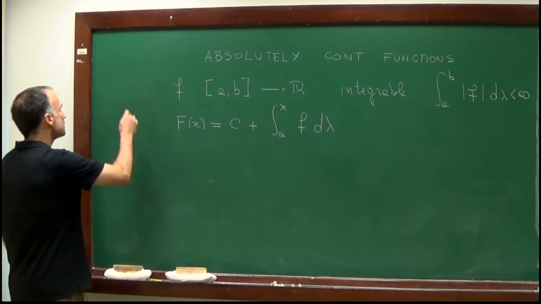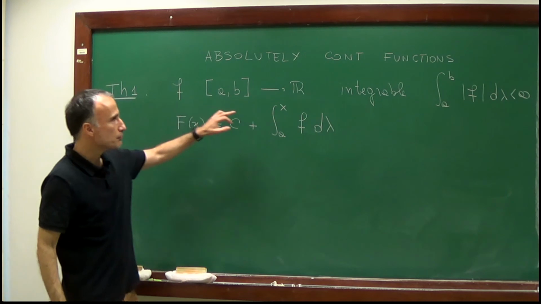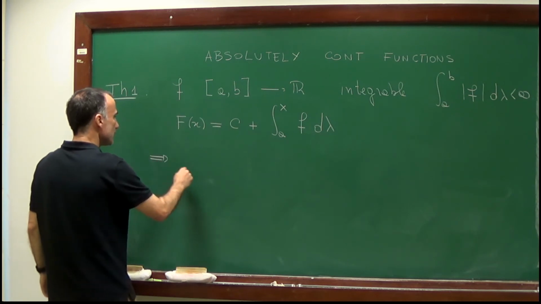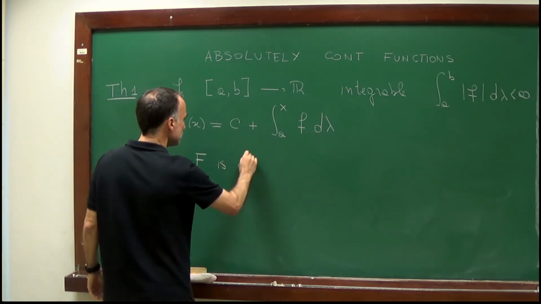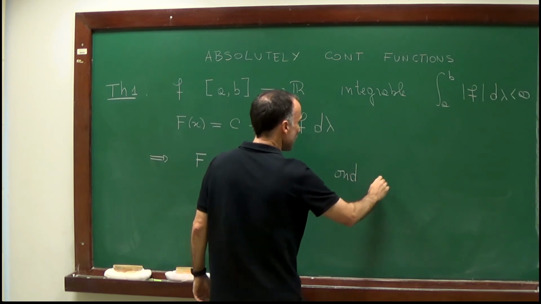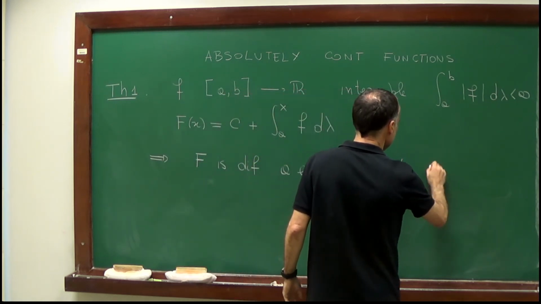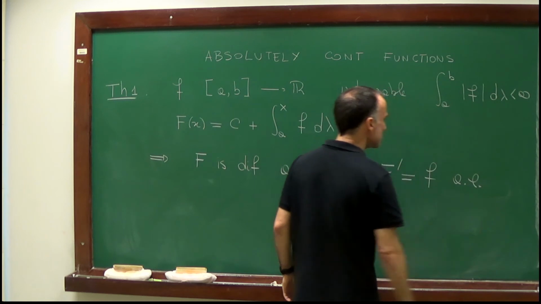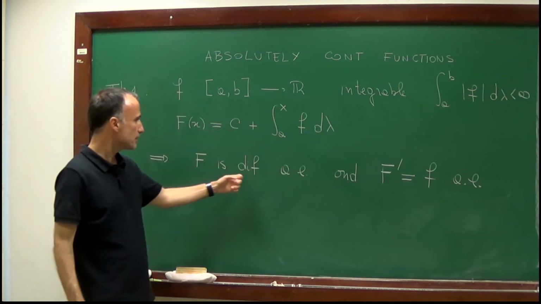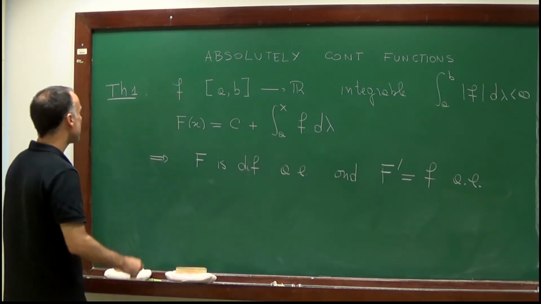So I will prove two theorems in this lecture. The first theorem is the following one. So assume that you have a function f which is integrable. Define capital F by this formula. Then I claim that F is differentiable almost everywhere, and F prime, the derivative of this function F, is equal to f almost everywhere. So this is the first main theorem of this lecture. Assume that a function F is given by this expression, then it's differentiable almost everywhere, and F prime is equal to f almost everywhere.